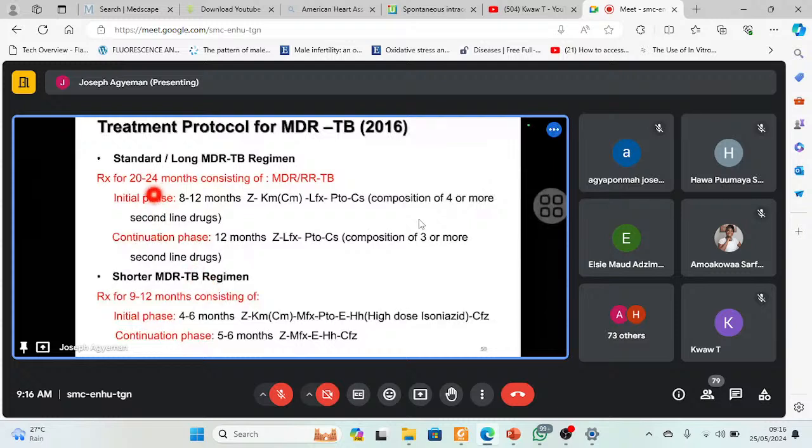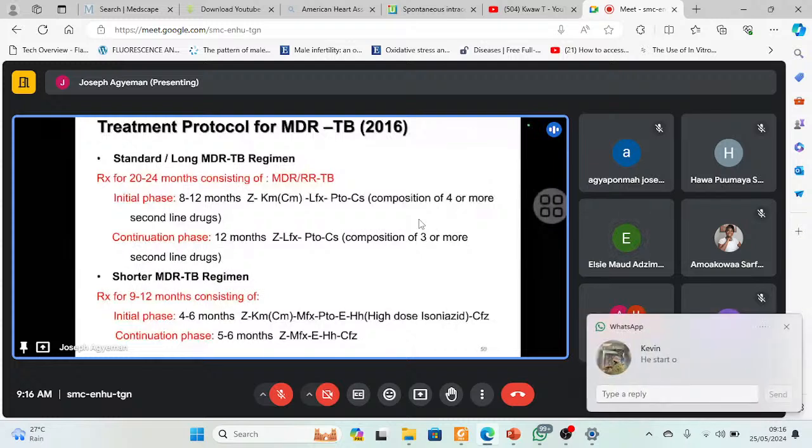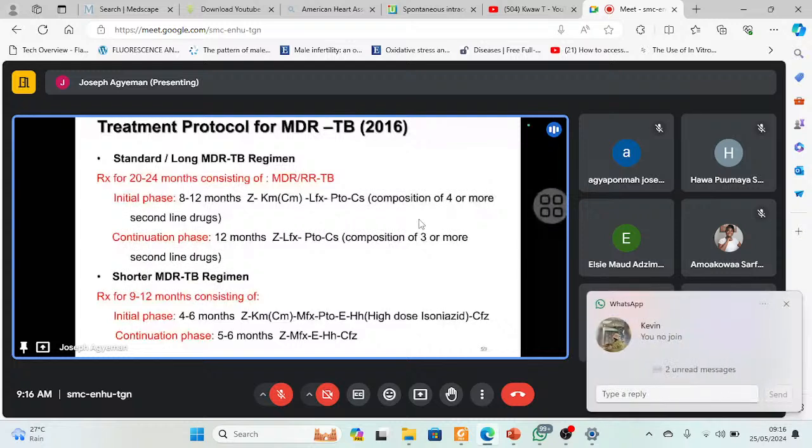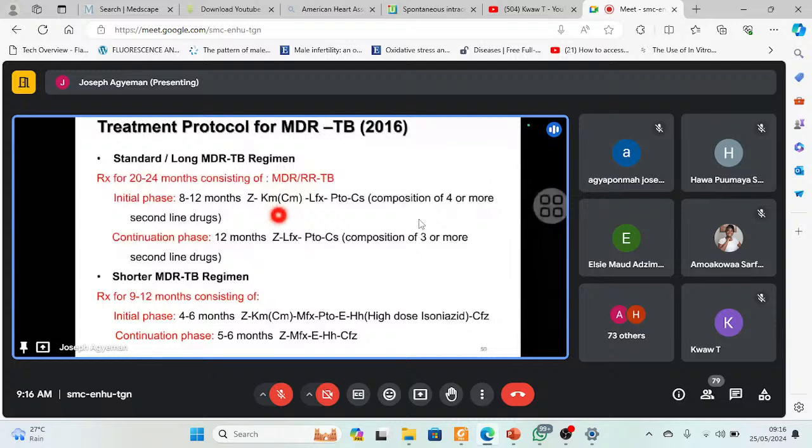For the long regimen, it can take a duration of between 20 to 24 months to manage multi-drug resistant TB. If you are going by the standard regimen, then it can take that long. And of course, the drugs that are combined are mostly those referred to as second-line agents. So you can see the injectables, the TB injectable medicines. You can see either kanamycin or capreomycin. You can see levofloxacin, ethionamide, cycloserine. Do not commit this into memory.